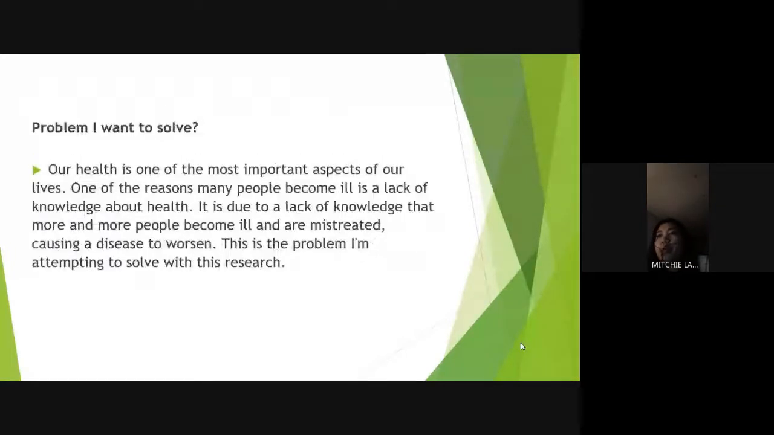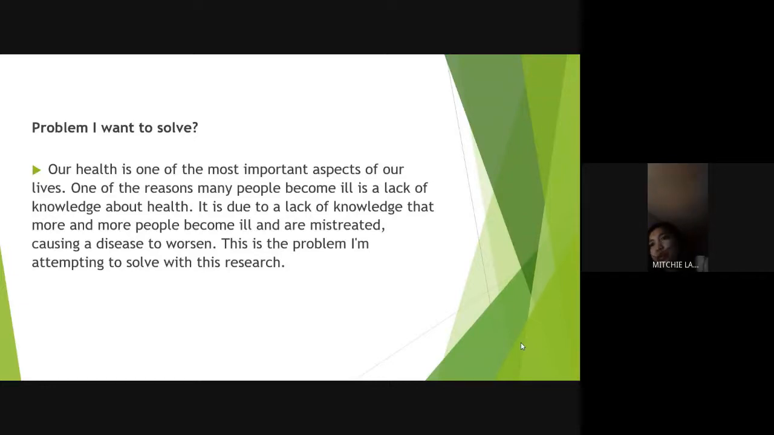So, the problem I want to solve. Our health is one of the most important aspects of our lives. One of the reasons many people become ill is a lack of knowledge about health. It is due to a lack of knowledge that more and more people become ill and are mistreated, causing a disease to worsen. This is the problem I'm attempting to solve with this research.